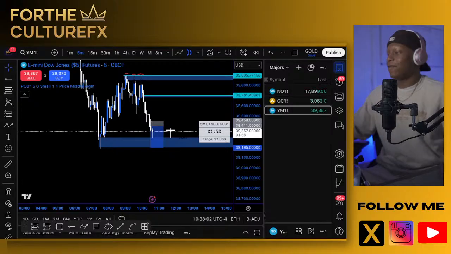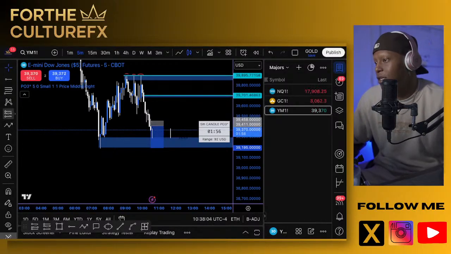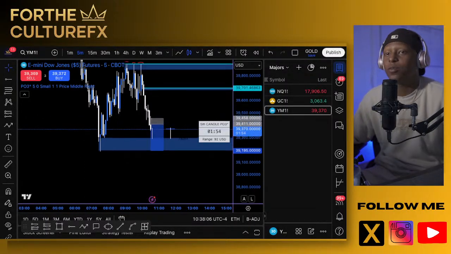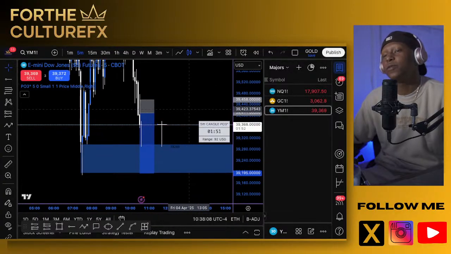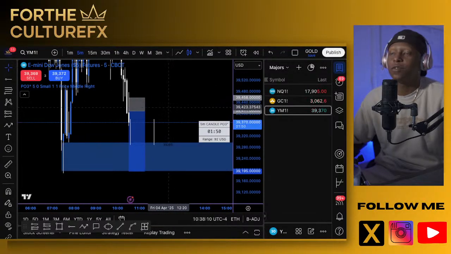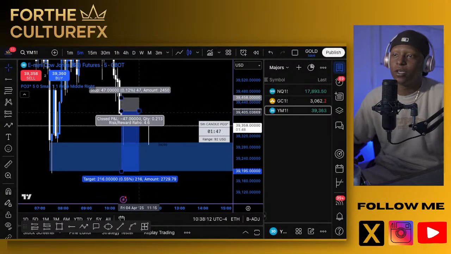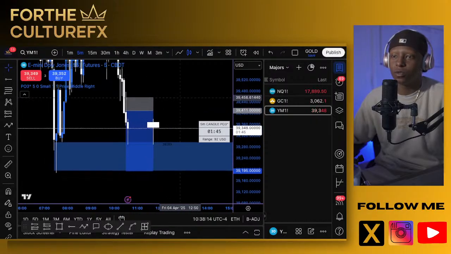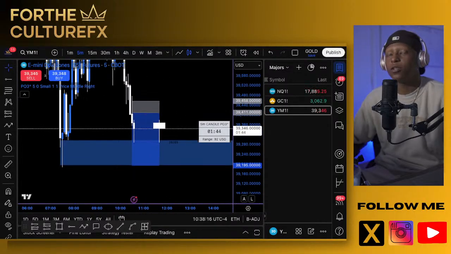Only up about 500. Let's see. This 5-minute candle is about to flip bullish. That's how you're gonna do me from down here at these lows. Don't flip bullish. We need a bearish candle close. Come on now, I need the bears to fight now.